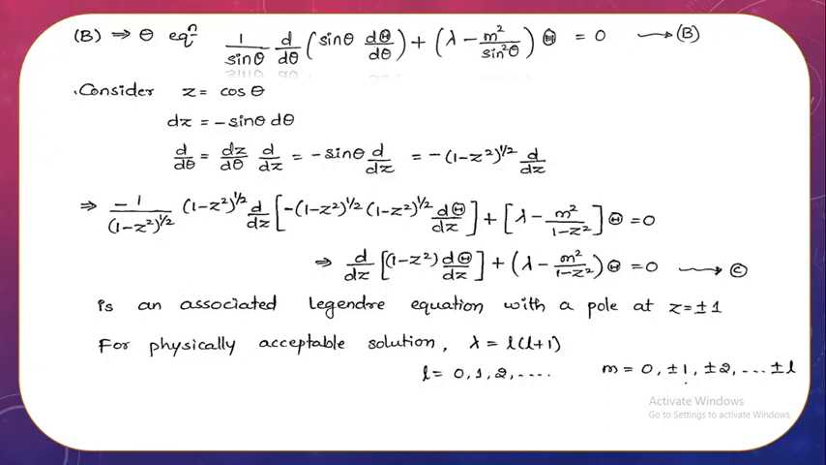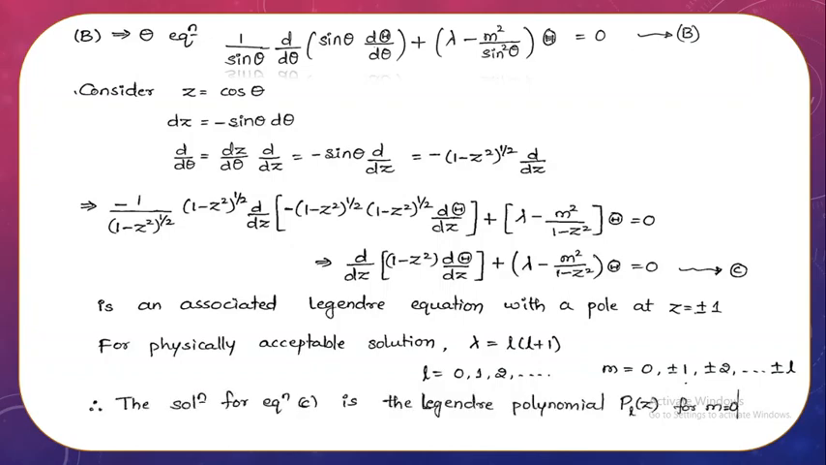Let us see what actually small l is. So here the solution for equation C is the Legendre polynomial PL of z if m is equal to 0, whereas if m is not equal to 0, then the solution will be that of the associated Legendre polynomial. This is what we have already studied while studying mathematical methods of physics. If you just go through it, that is, understand the concept of Legendre polynomial, all these results are obvious.